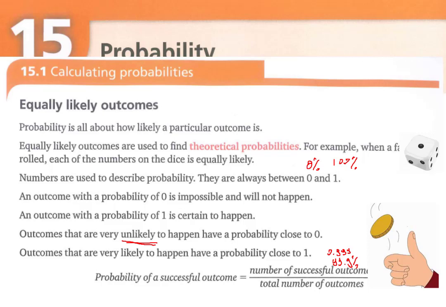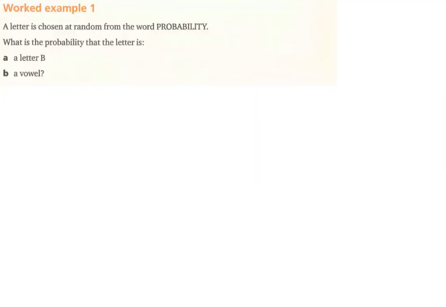Let's solve some exercises from this part. Let's start with exercise 1. A letter is chosen at random from the word probability. What is the probability that the letter is the first question, a letter B. So let us count how many B's there are. Let me write here. Probability of B is, how many B's do we have? We have one B here and one B here. So we have two B's.